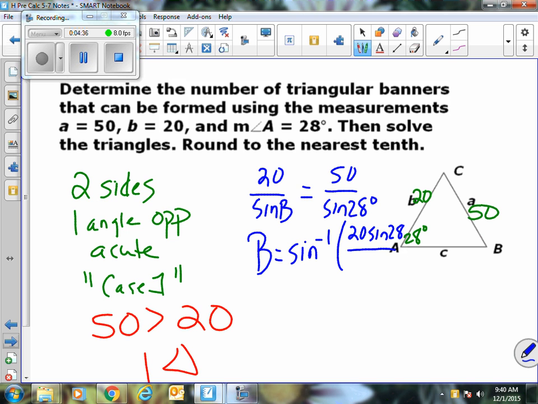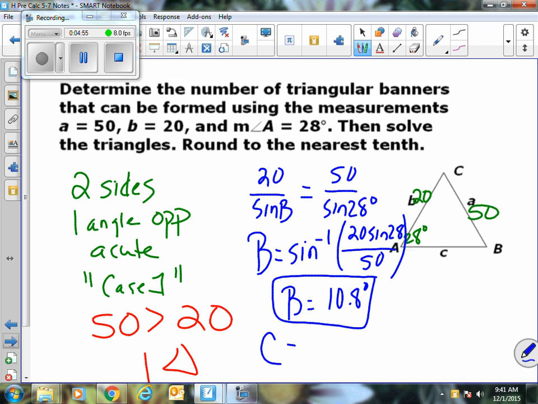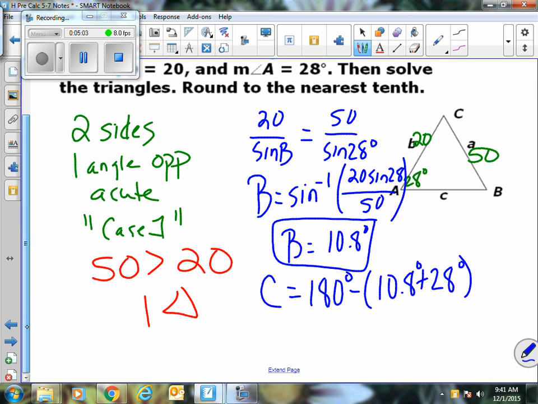So I'll write it out. We're doing inverse because we're solving for an angle. So inverse sine, 20 times the sine of 28 divided by 50. And for angle B, I ended up with 10.8 degrees. So pretty tiny. Now that's my second angle, so now I can find the third angle. Angle C would be 180 minus the 2 angles that we now know. So angle C ends up being, go ahead and subtract, 141.2 degrees.